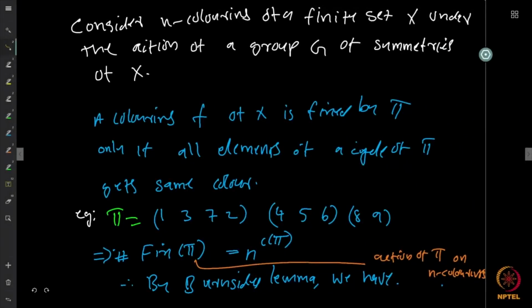Now, this is something that we already observed, that if you look at a coloring of a finite set X under the action of a group G of the symmetries of X, right? Then any coloring is fixed by a permutation pi only if all the elements of a cycle of pi get the same color, right? Something we observed. So therefore, the cardinality of Fix of pi is precisely n raised to C of pi, where C of pi is the number of cycles in pi, right?